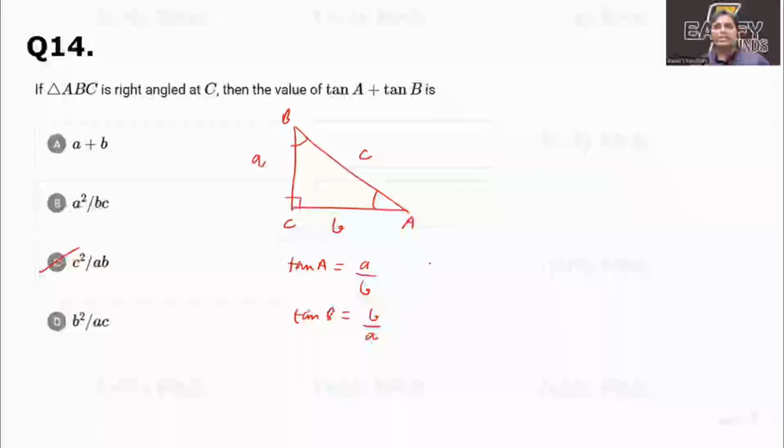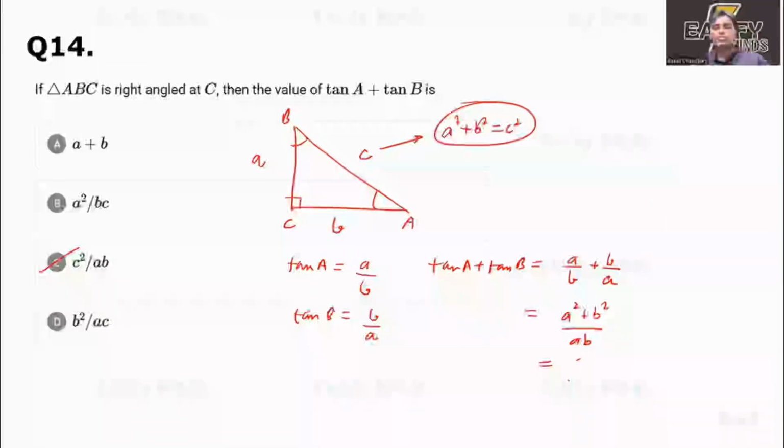So now if I add this, we'll get tan A plus tan B. That is how much? A by B plus B by A. Now let's solve this. A square plus B square upon AB. By using Pythagoras theorem, I can say A square plus B square equals C square. So it is C square by AB.